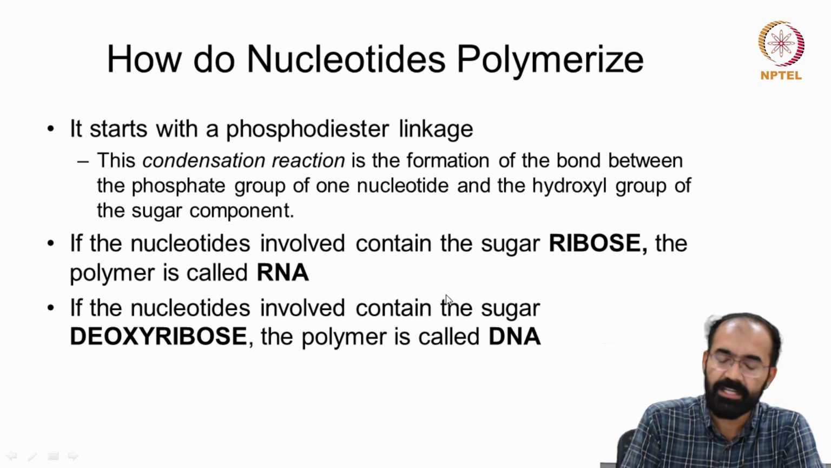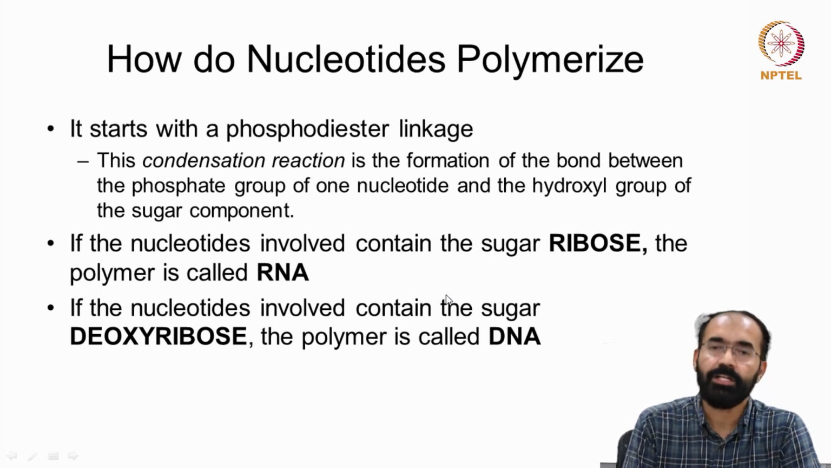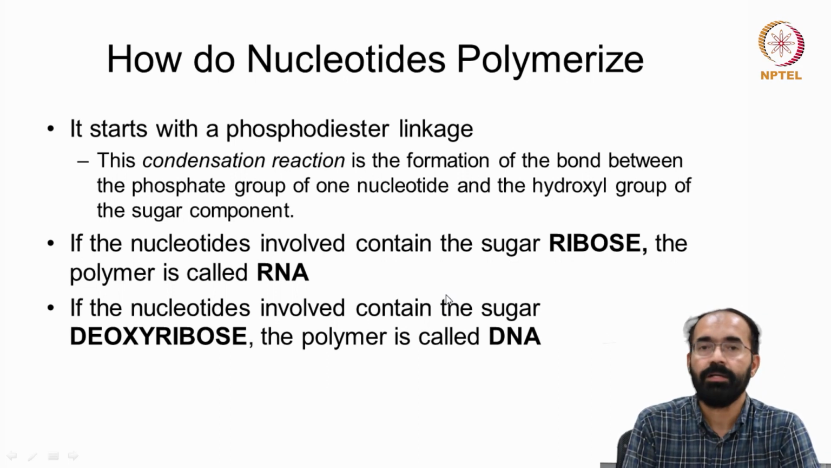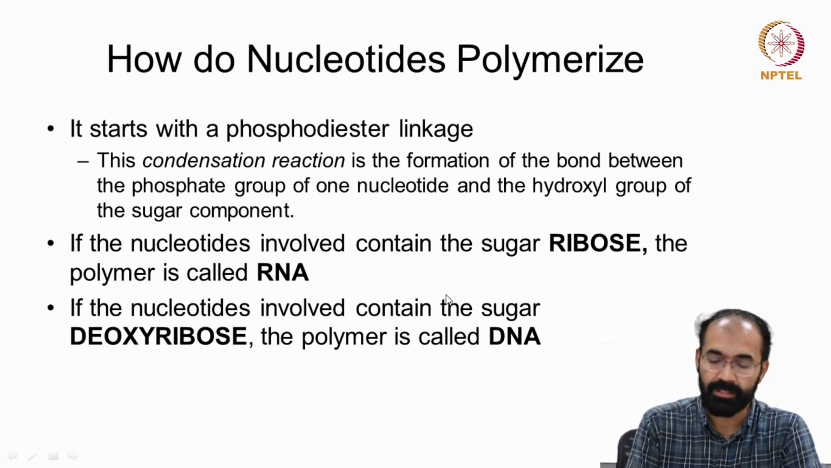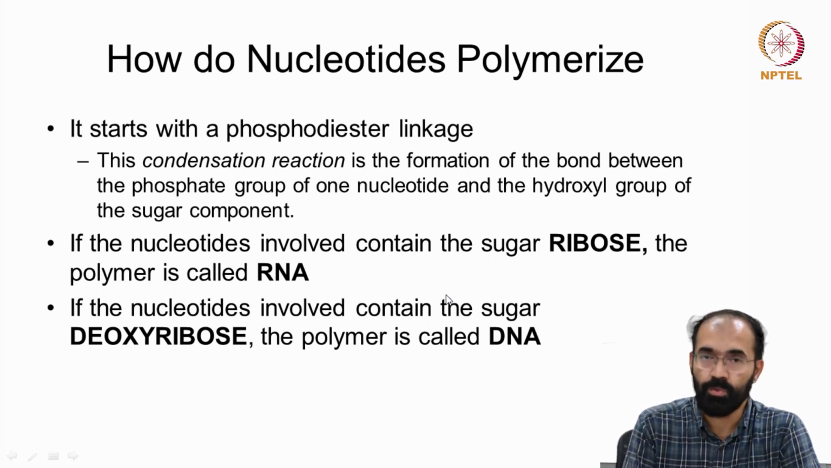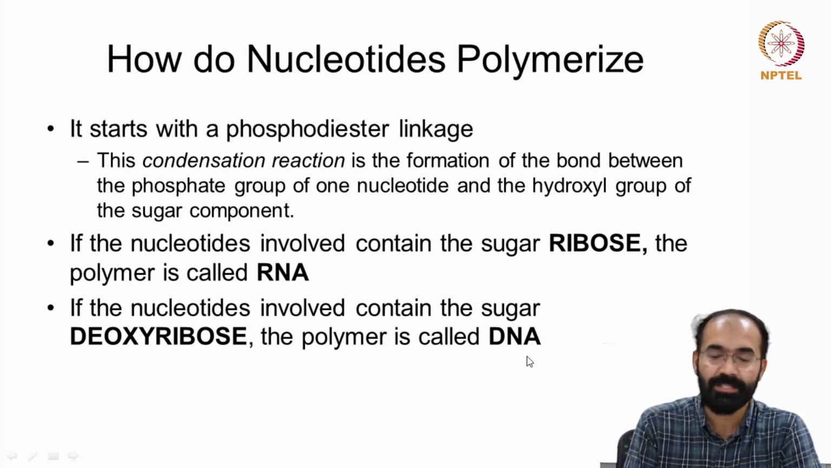If the nucleotides involved contain the sugar deoxyribose, then the polymer is called DNA. So like I told you, the ribose sugar has got 5 carbon atoms, and the second and third carbon are very important. In DNA, the second carbon does not have an oxygen, whereas the third one has got a hydroxyl group. The second carbon has an OH group in the case of RNA, but in the case of DNA, the second carbon has got only the H. Oxygen is missing. That is why we use the word deoxy.